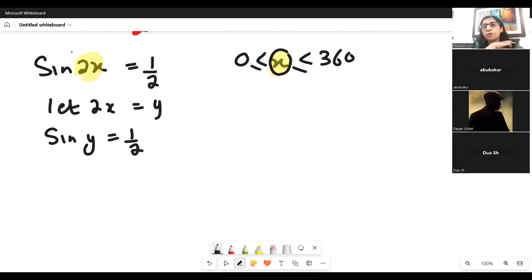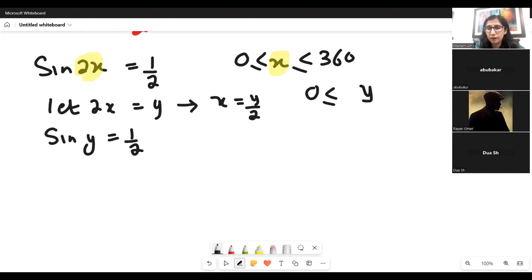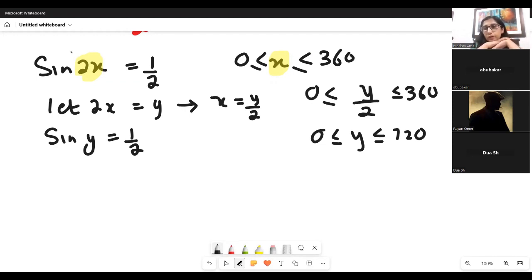Now we have to convert the domain into y as well. So if 2x is equal to y, then x equals y upon 2. Instead of x, you're going to write y upon 2. And the final thing left to do is move 2 to the other side. So when 2 goes here, it becomes 0. And when 2 goes here, it becomes 720. So now that problem is fixed. The inner argument here is y, and the inner argument here is y. Problem solved. Again, do you have any questions so far?